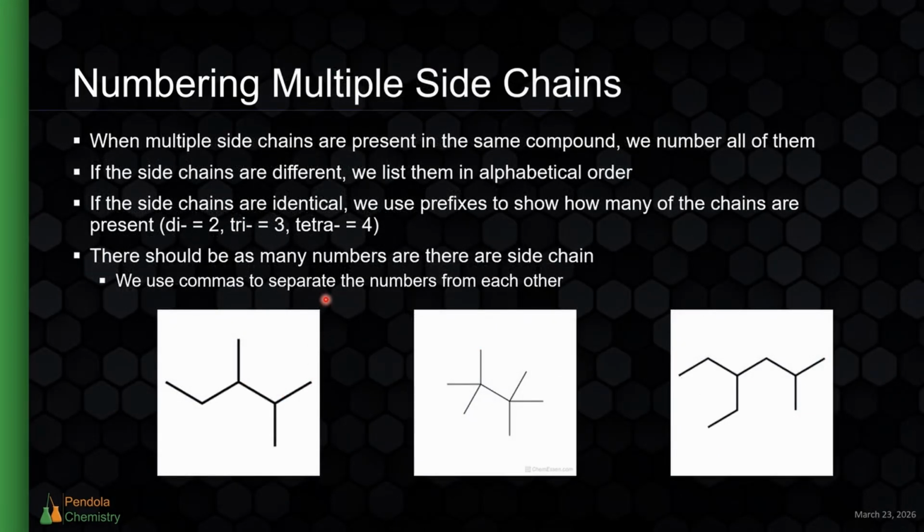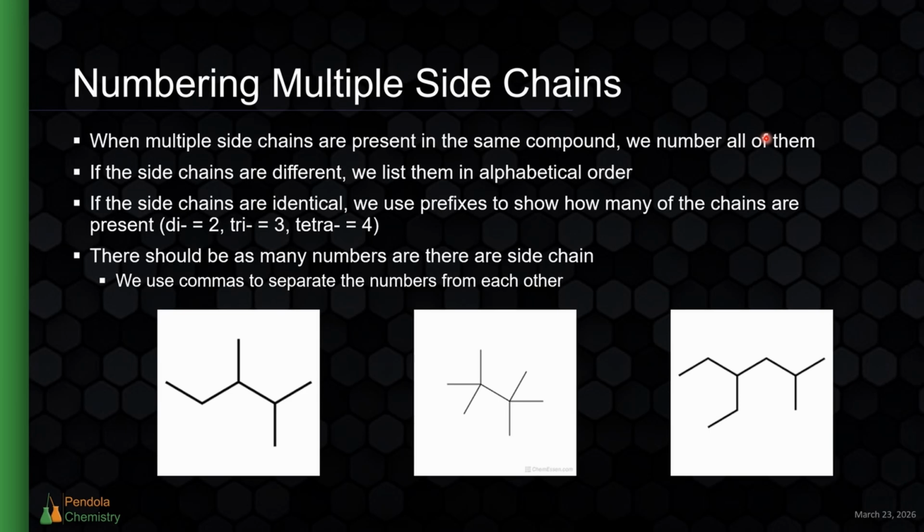Now, here's the issue. What happens when there are multiple side chains? What if we have 2 or 3 or 4 different side chains or just 1? Well, the basic idea is still the same. We're going to build up on the rules. And something you'll notice in this section is that the rules build up on each other. They build up on themselves. So we are going to just grab the same rules that we learned, and we're going to slightly change them according to the necessity, the need. For example, if we have multiple side chains, we are going to number all of them.